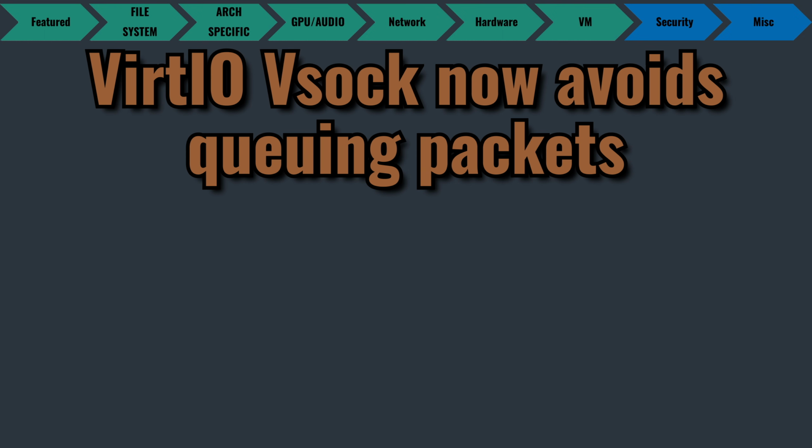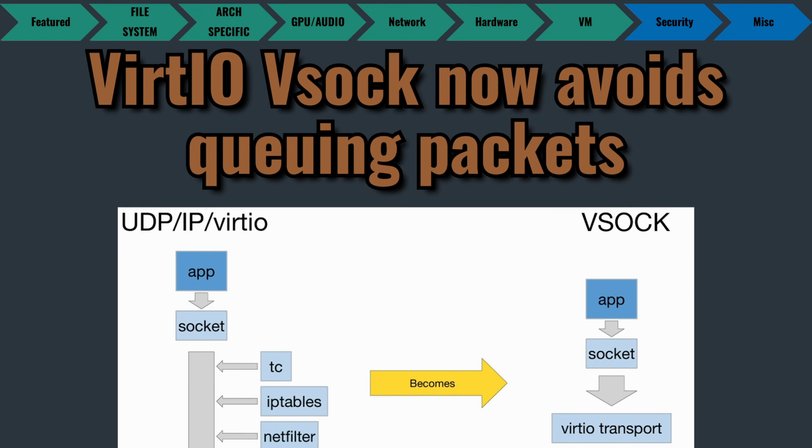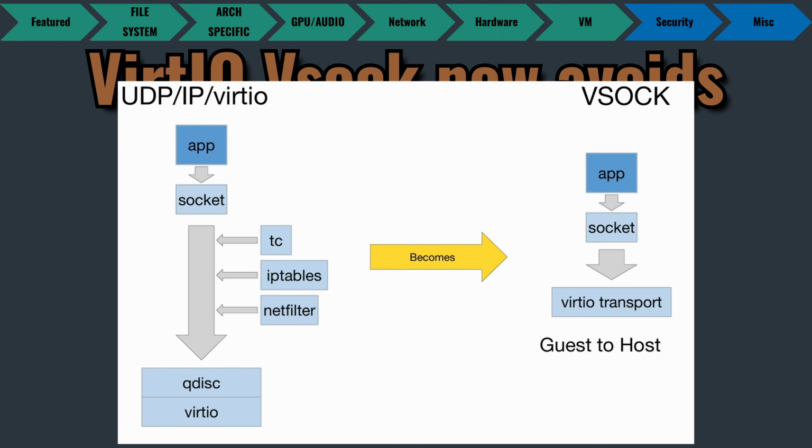It can also be used in the case of a VSOC, which is a kind of socket that tries to avoid all of the big baggage that comes with a network socket. So normally, if you want to pass data from the host to the guest, well, if you use a network socket, it's going to be polluted by iptables, by netfilter. We don't want that, right?